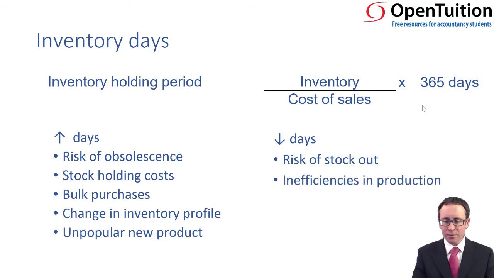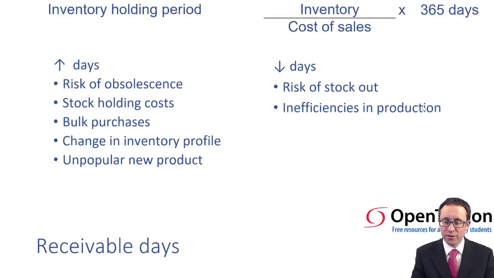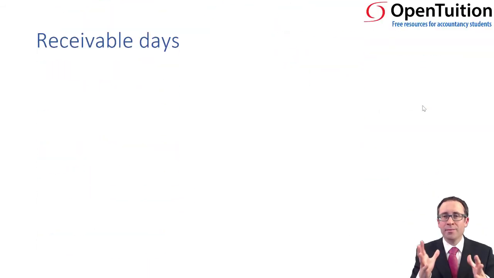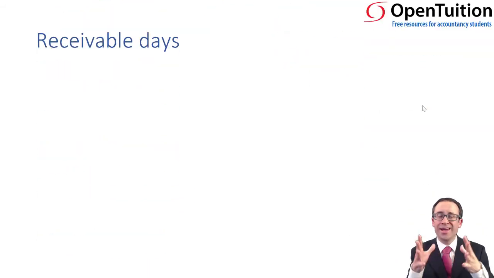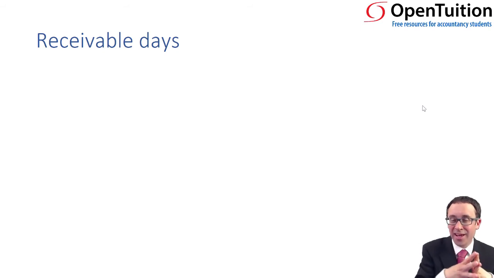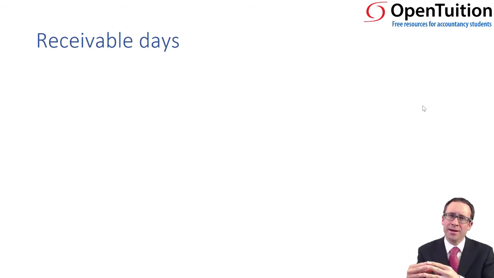Okay. It could be that you've got inefficiencies in production, so therefore you have less inventory at the end of the year and therefore fewer inventory days. So it's about understanding your inventory days, then calculating it, and then explaining it within the exam. Practice is what you need to do.